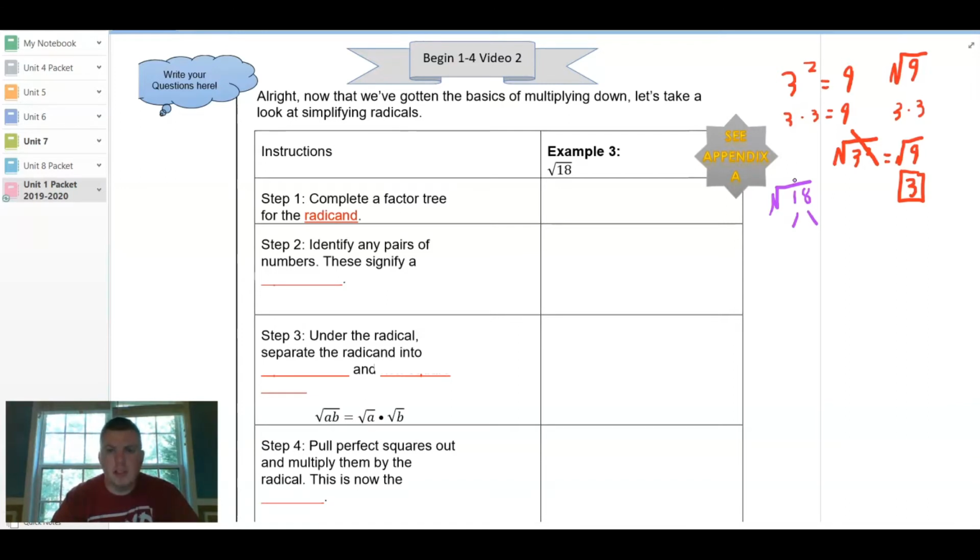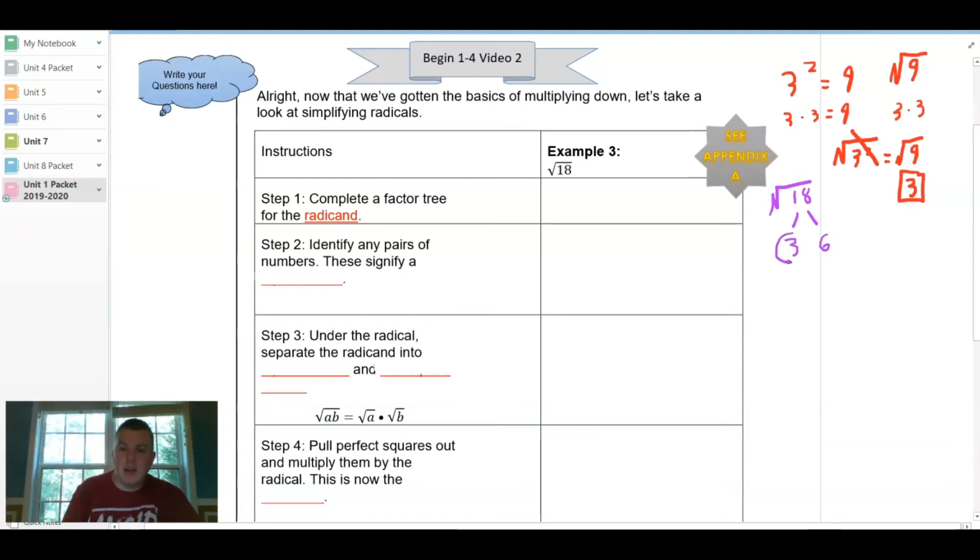Again, just like when we were doing greatest common factor, there are multiple ways to do these. I would encourage you to look for the bigger numbers that will go into things. It will work if you just do 2 for every even number, but it's probably going to take you a lot longer, especially if we get to some bigger numbers. So try and look for numbers that are close together and a little bit larger than your basic numbers. For 18, I could do 2 and 9, or I could do 3 and 6. I'm going to go ahead and do 3 and 6.